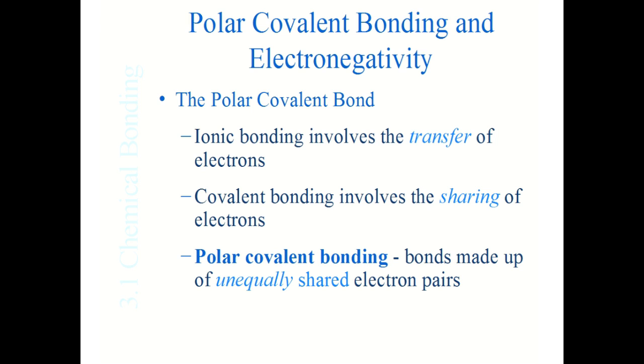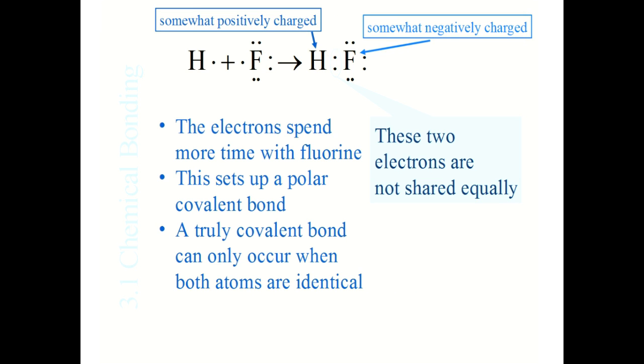Okay. Now, most of the things we've looked at so far, we would classify as being non-polar molecules, and we'll explain that in a minute. But there are also things that are called polar covalent molecules. And a polar covalent molecule is one that is created from an unequal sharing of electrons. So in other words, somebody is a little more greedy than the other one.